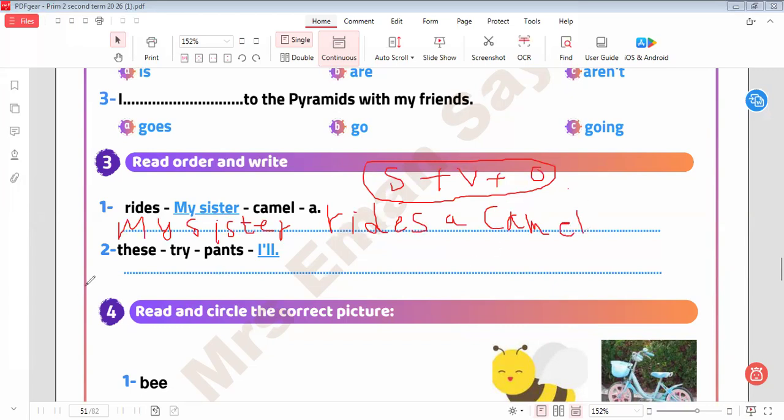Let's go to another one. I will try these pens. I will try these pens.